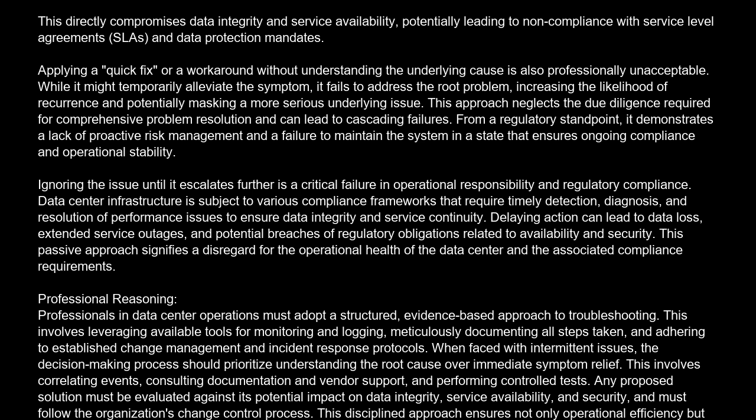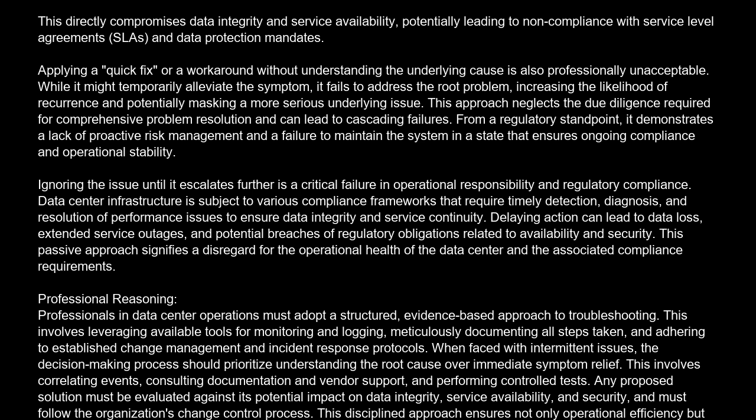Ignoring the issue until it escalates further is a critical failure in operational responsibility and regulatory compliance. Data center infrastructure is subject to various compliance frameworks that require timely detection, diagnosis, and resolution of performance issues to ensure data integrity and service continuity. Delaying action can lead to data loss, extended service outages, and potential breaches of regulatory obligations related to availability and security. This passive approach signifies a disregard for the operational health of the data center and the associated compliance requirements.